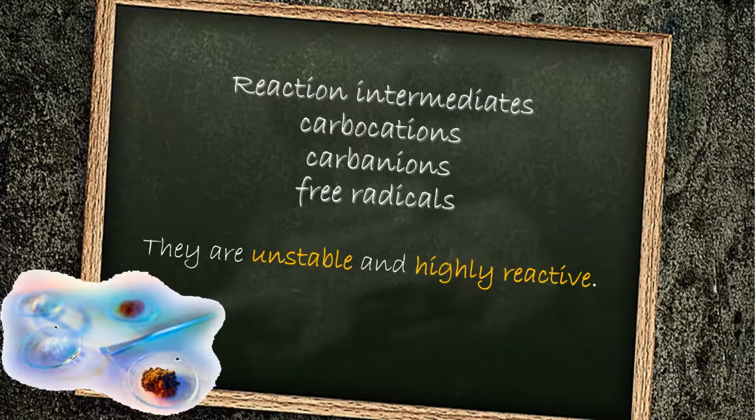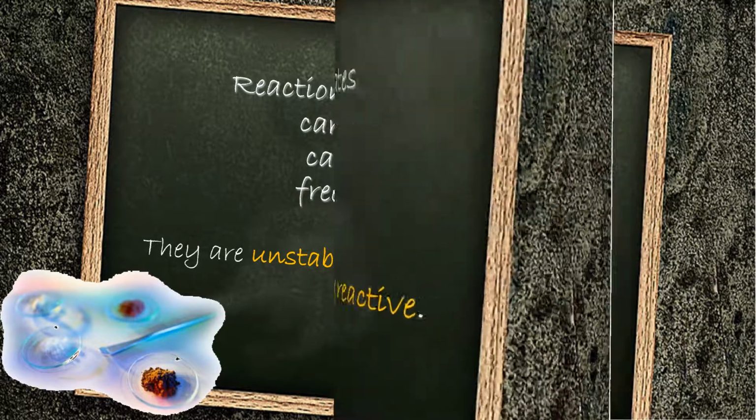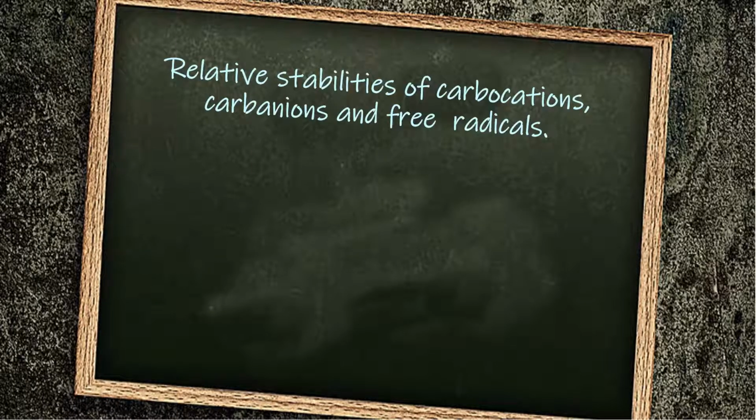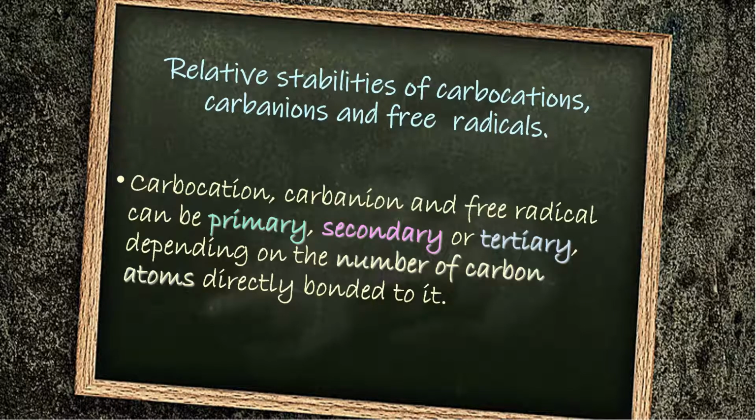There are three types of reaction intermediates: carbocations, carbanions, and free radicals. They are unstable and highly reactive. Carbocation, carbanion and free radical can be classified as primary, secondary or tertiary, depending on the number of carbon atoms directly bonded to it. Different classes of reaction intermediates have different stabilities.